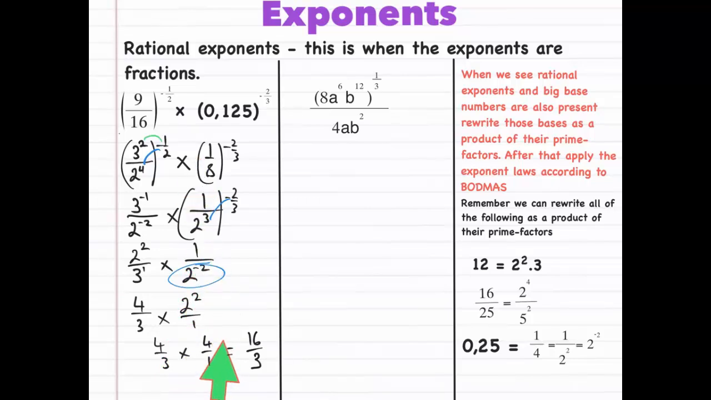Okay, I didn't use my calculator. I solved this entire problem without my calculator, just by remembering that if I have rational exponents, I rewrite the bases as a product of their prime factors. Now again, there is a rational exponent, so rewrite that 8 as a product of its prime factors. I don't need to do it with the 4 because there's no rational exponent that deals with the 4. So I'm just going to say that this is 2 to the power of 3, a to the power of 6, b to the power of 12. Put it in brackets, leave the third on the outside, and at the bottom we've got 4ab to the power of 2.